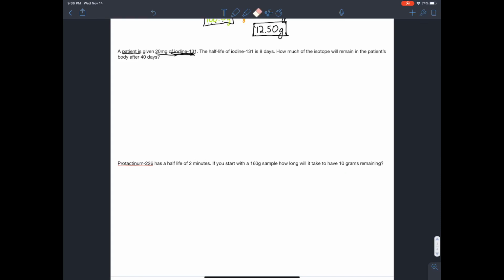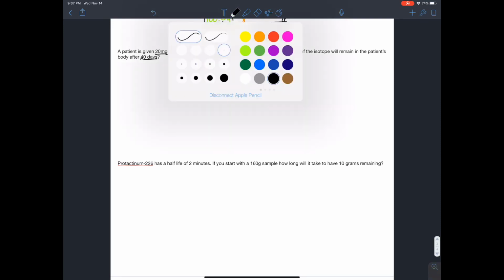So what do we know from our question stem? Well, we know that the patient was given 20 milligrams, so that's our initial amount of iodine 131. We know that the half-life is 8 days, and we're being asked how much is left after 40 days. Okay, so another pretty straightforward question where we're being asked to solve for the amount after a certain amount of time. So again, we're being asked to solve for A in our equation.